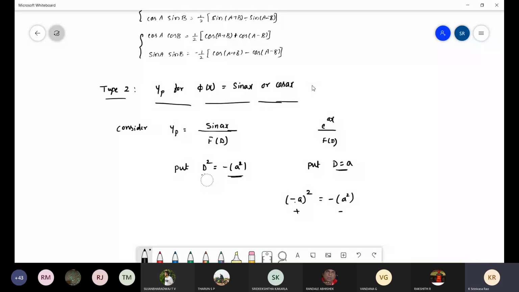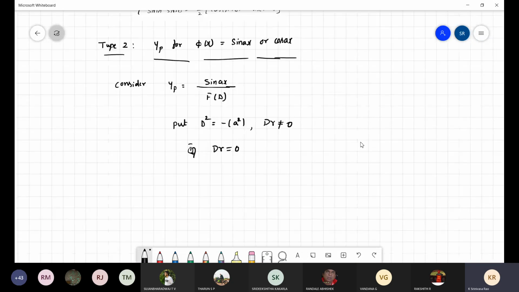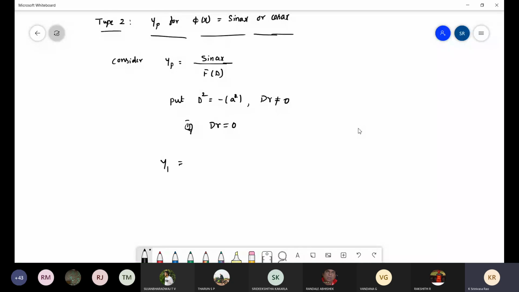Is the substitution clear? Yes, sir. Then the condition is denominator is not equal to 0. Again, because we are substituting the denominator. I will explain again in the problem, don't worry. If the denominator is equal to 0, again the same procedure. What we have to do if the denominator is equal to 0: you have to multiply for yp by x, write sine ax as it is, and differentiate the denominator with respect to d. Procedure is same, no change.